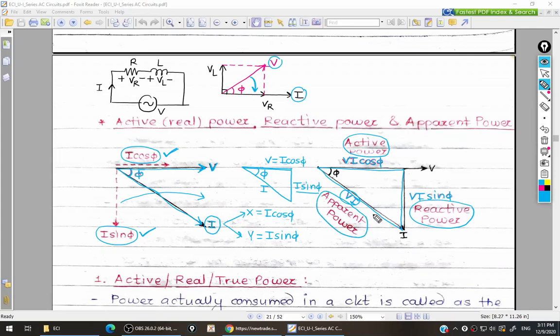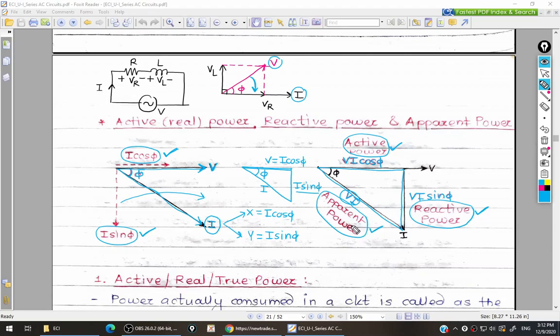So V into I is nothing but power. You have three different VI terms here: VI cos phi, VI sin phi, and only VI. So this is divided into three types of power: active power, reactive power, and apparent power. If you look at this, active power is on the x-axis and reactive power is on the y-axis. If you combine active power and reactive power, you get this apparent power.